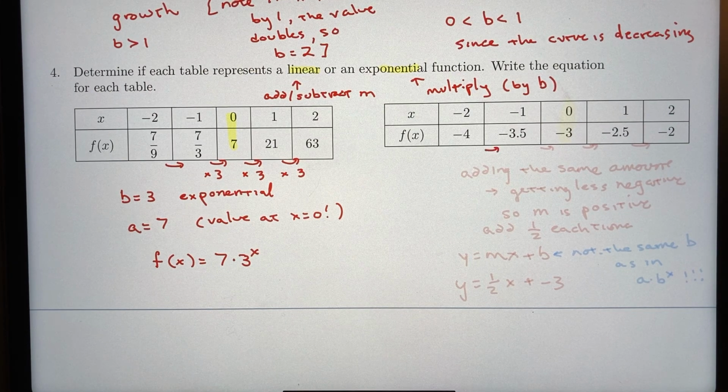All right. This one, are you multiplying by the same amount? No. But we're adding the same amount. In fact, we're adding a positive number because it's getting less negative. M is the slope, it's the rate of increase. We're adding 1/2 at a time.